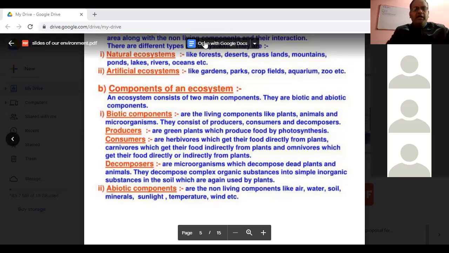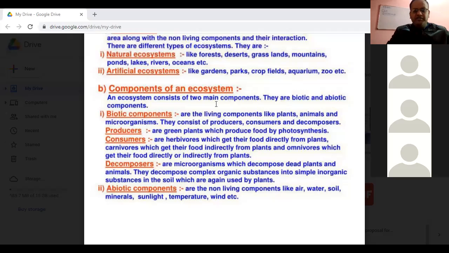Very good, Aryan. So the two divisions of the consumer, that is a primary consumer and the secondary consumer. Primary consumers are those who eat only plants, like the herbivores, cow, buffalo. Secondary consumers are those who are flesh eaters, and definitely the last one, the tertiary consumer.